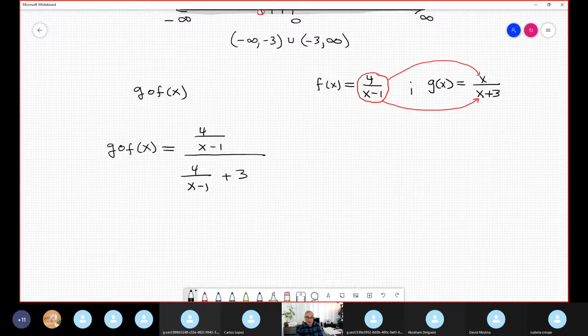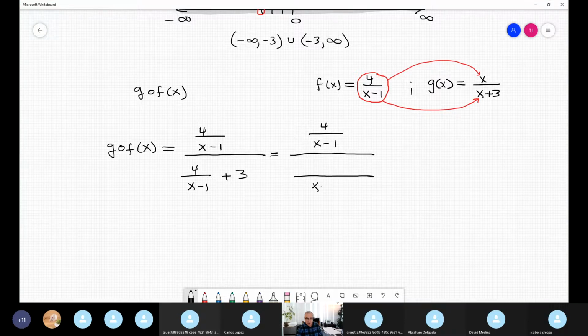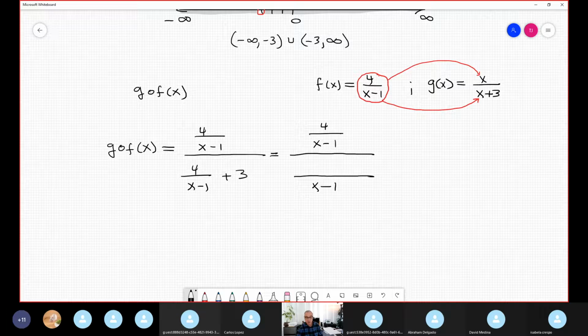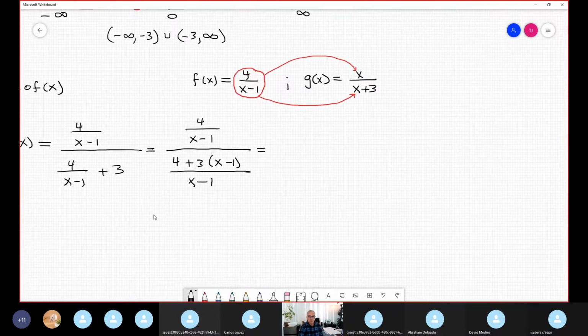Okay, likewise. Well, the numerator stays the same for a moment. And the denominator, I try to condense this and this together in only one, using one least common denominator, which is x minus 1. That's 4 plus 3 times x minus 1. Okay, now you distribute it in order to remove the parentheses.